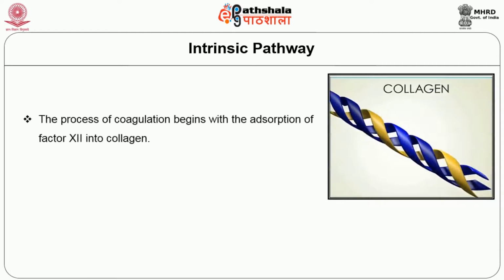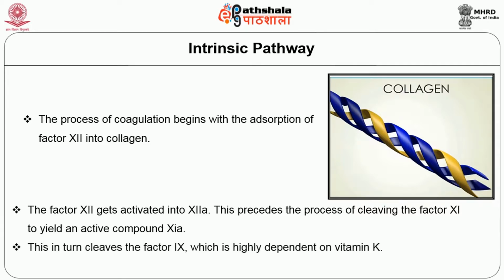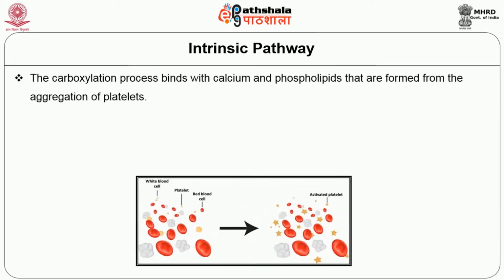The process of coagulation begins with the absorption of factor 12 onto collagen. Factor 12 gets activated into 12A. This precedes the cleaving of factor 11 to yield an active compound, 11A. This in turn cleaves factor 9, which is highly dependent on vitamin K. The carboxylation process binds with calcium and phospholipids that are formed from the aggregation of platelets.